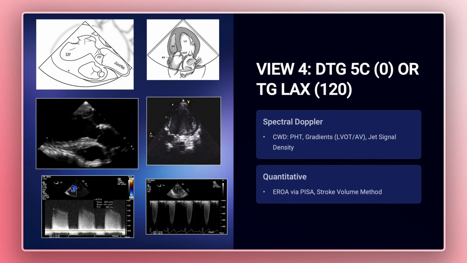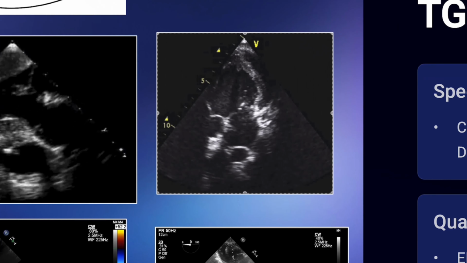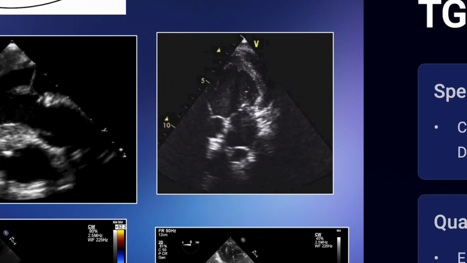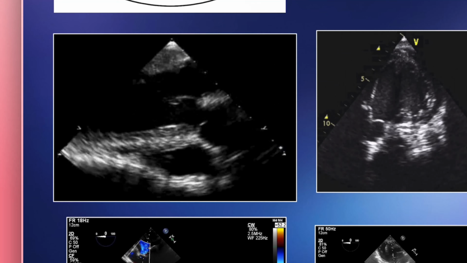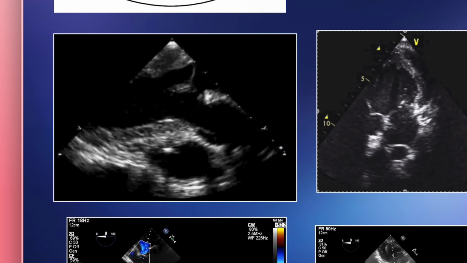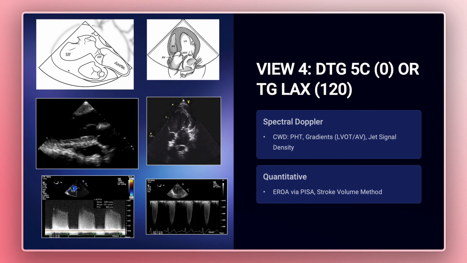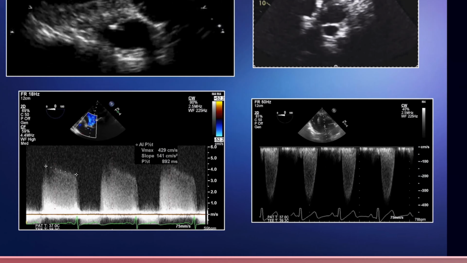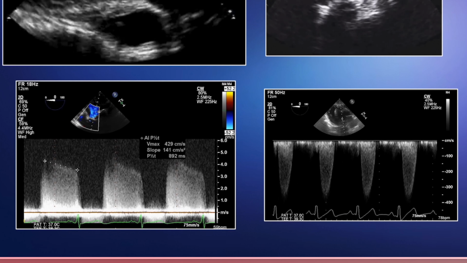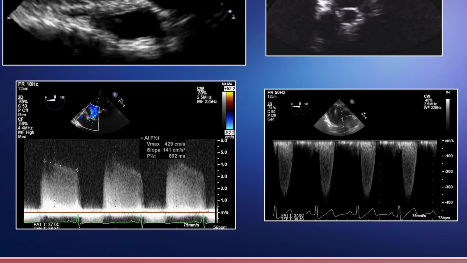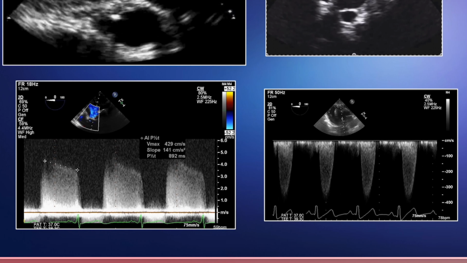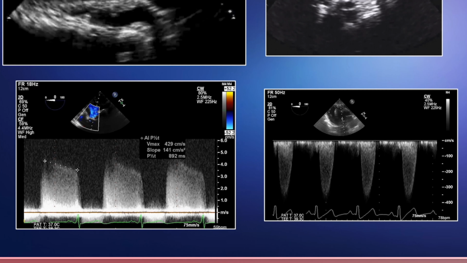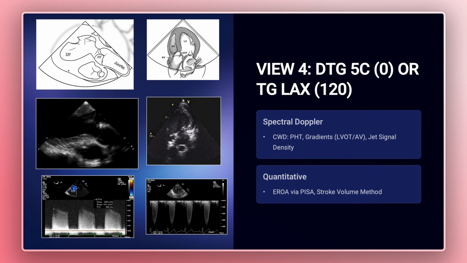The fourth view when evaluating aortic regurgitation is the deep transgastric 5-chamber view, which is seen at 0 degrees, or the transgastric long axis view, typically seen around 120 degrees. From these views, I'd like to perform more advanced measurements. I'll perform pressure half-time measurements, get baseline gradients of the LVOT and aortic valve, and then finally look at the jet signal density to determine the degree of aortic regurgitation.